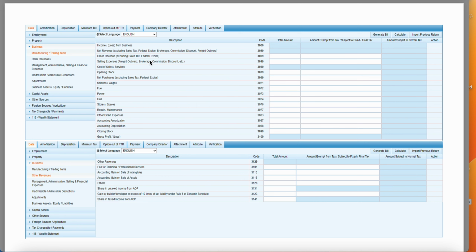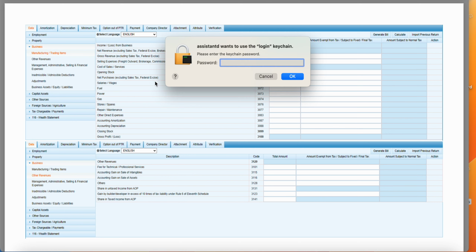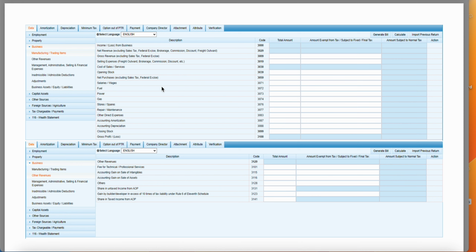Basically, the tax return, the format that you're seeing on your screen, is called a normal tax return because it has all the heads of income: employment, property, business, capital assets, etc. So this is a normal tax return, and in it, you have to fill in your income from business. And we are going through it slowly and gradually.